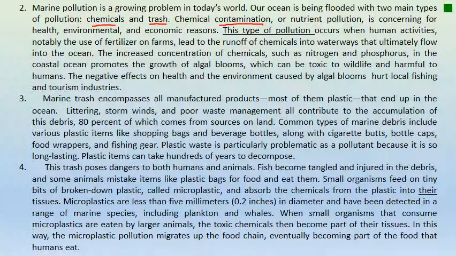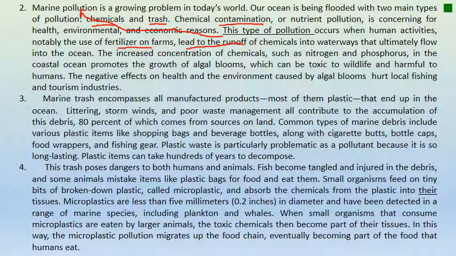Chemical contamination, of course the word contamination is a synonym for pollution, or nutrient pollution, is concerning for health, environmental and economic reasons. This type of pollution, referring of course to marine pollution, occurs when human activities, notably the use of fertilizers on farms, lead to the runoff of chemicals into waterways that ultimately flow into the ocean. Again, farms are industries that dump into the ocean.